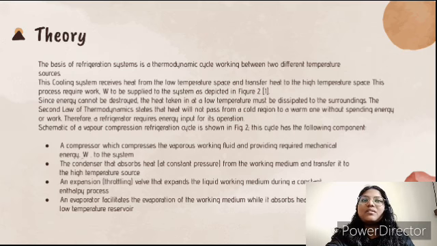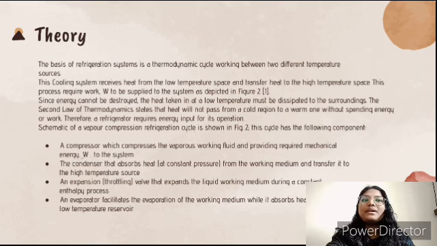Since energy cannot be destroyed, the heat taken in at a low temperature must be dissipated to its surroundings. The second law of thermodynamics states that heat will not pass from a cold region to a warm one without spending any energy or work. Therefore, a refrigerator requires energy input for its operation.